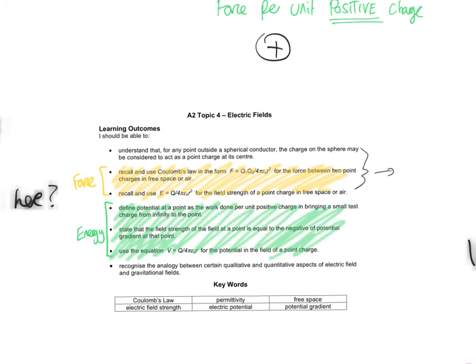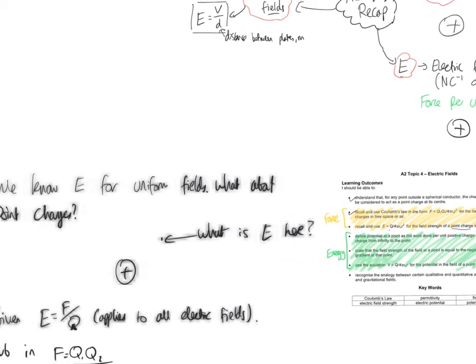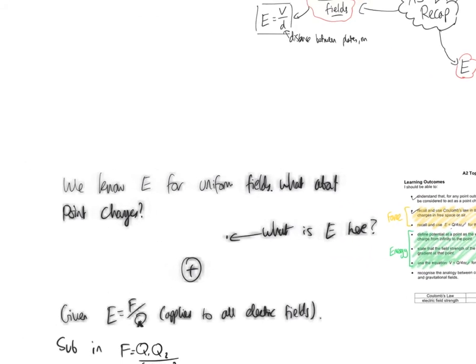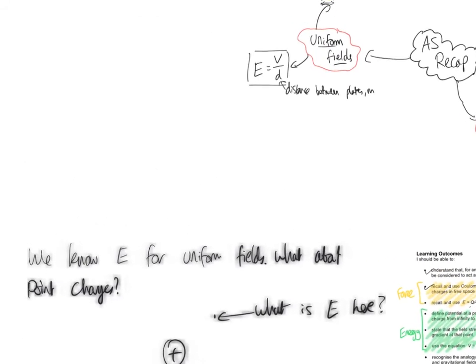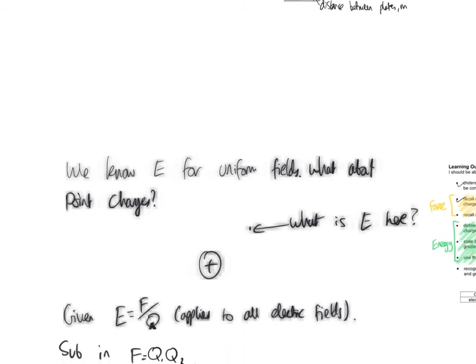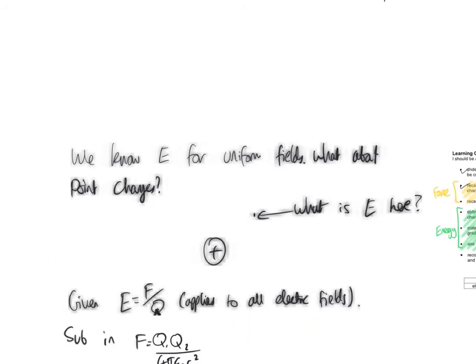Let's come back over to our syllabus statements. You can now see we've covered this one and this one. Now let's have a look at this one, which again relates to force, but we're going to consider a point charge and get an equation for the electric field strength. So we know how to work out E for uniform fields. Oh look, there it is, just at the top right there. What do we do about point charges? I.e., what is the electric field strength at this point here created by this charge?